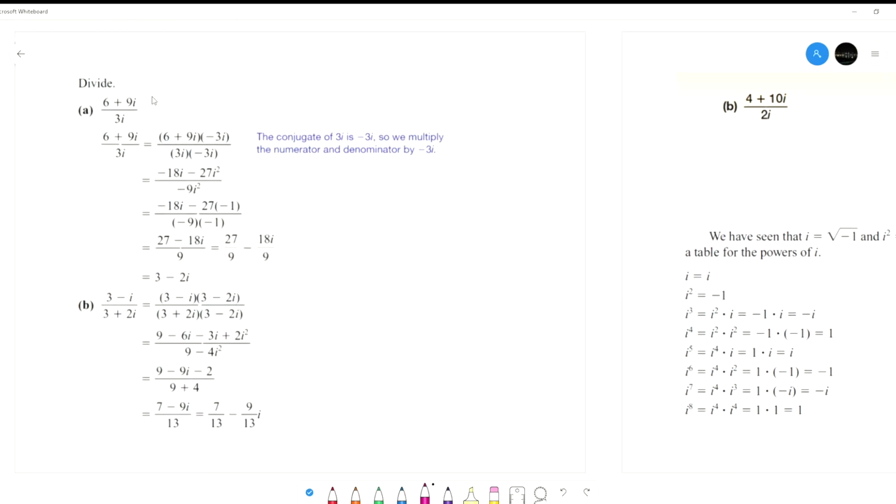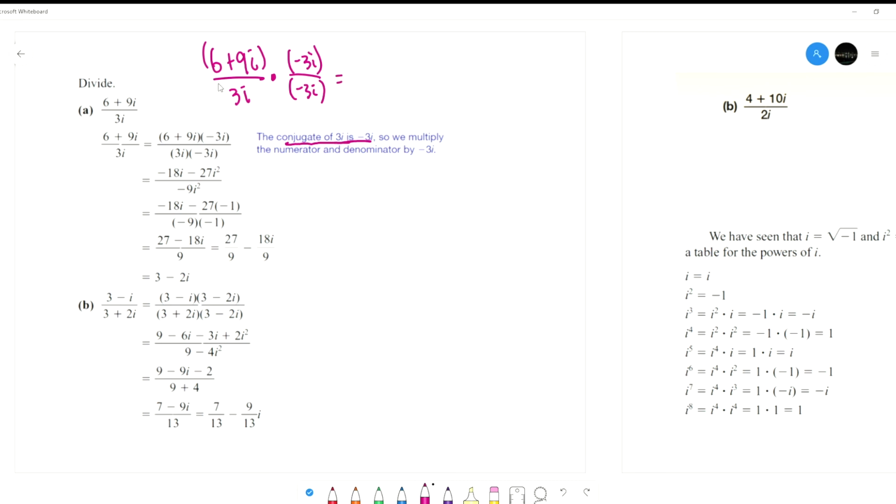Okay. So the denominator is 3i, so the conjugate of 3i is negative 3i, as you can see here. So we multiply the numerator and the denominator by negative 3i. So as you can see here, we have 6 plus 9i over 3i, and we're going to multiply this by negative 3i over negative 3i. And the numerator, because it's more than one term, is in parentheses. Don't forget, the fraction bar here is a grouping symbol, so that's why the parentheses are not written, but you should know that they're there.